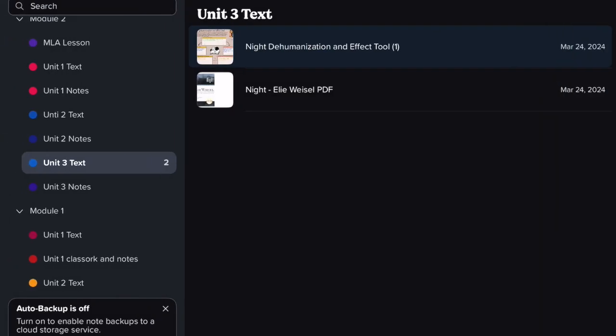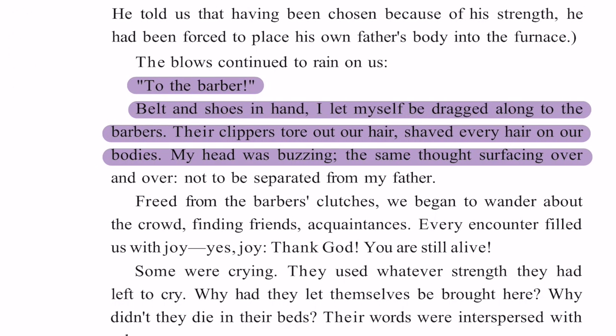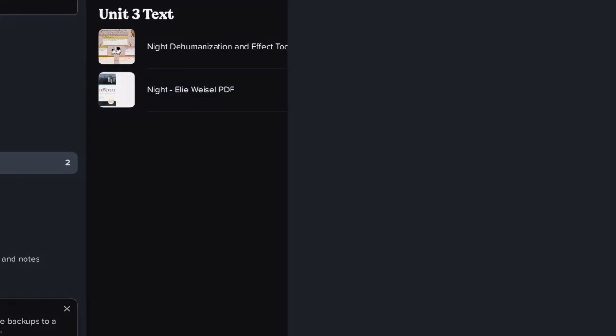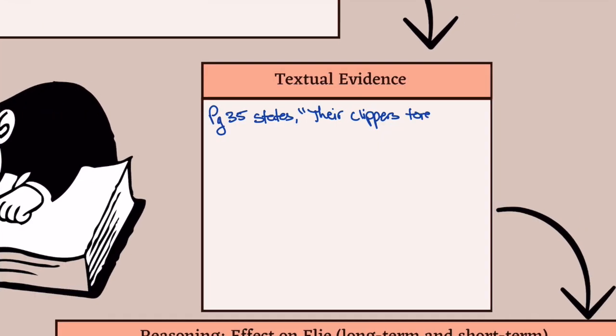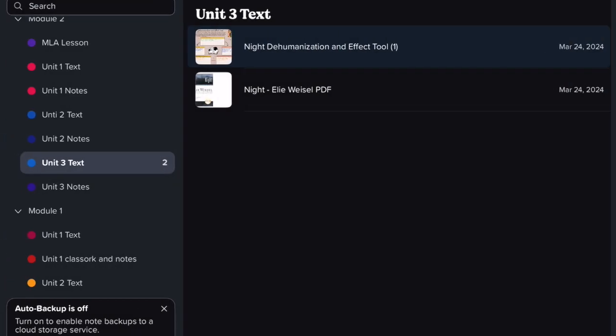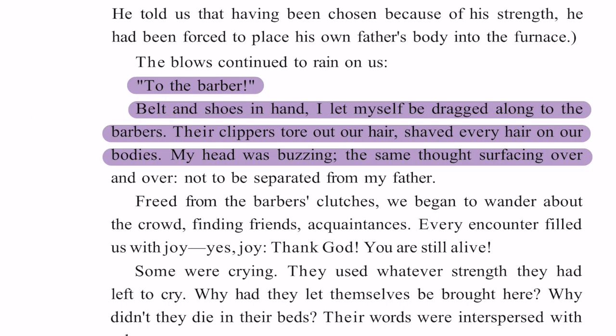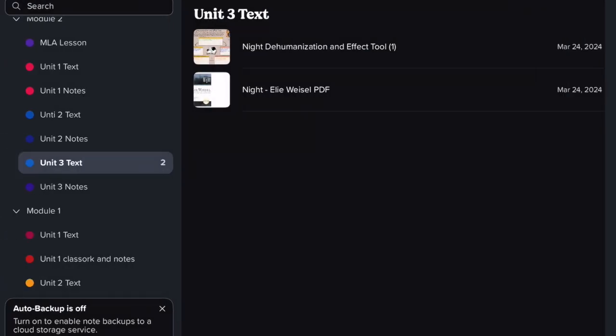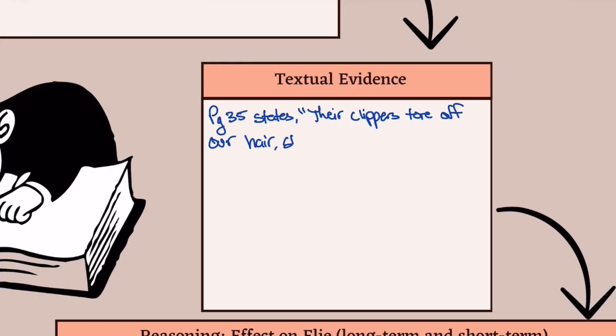Ooh, I already forgot what it said. Let's go back. Their clippers tore out our hair, shaved every hair on our bodies, right? What's his reaction?